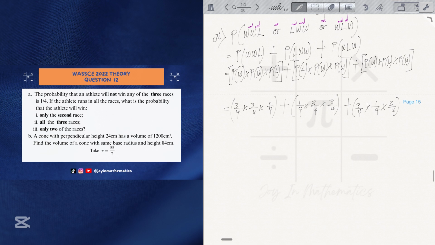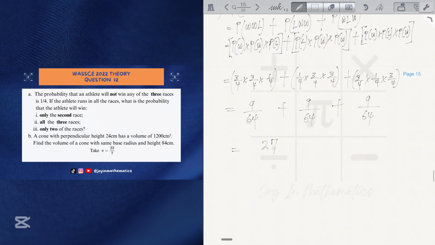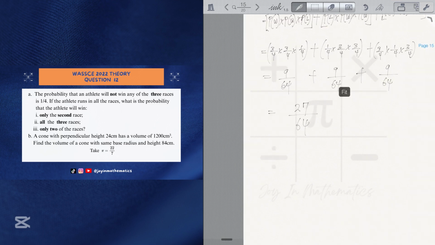So we simplify each bracket together. Simplifying each bracket, we will have an expression of 9/64 plus 9/64 plus 9/64. And if we bring them all together, we will have an expression of 27 divided by 64.